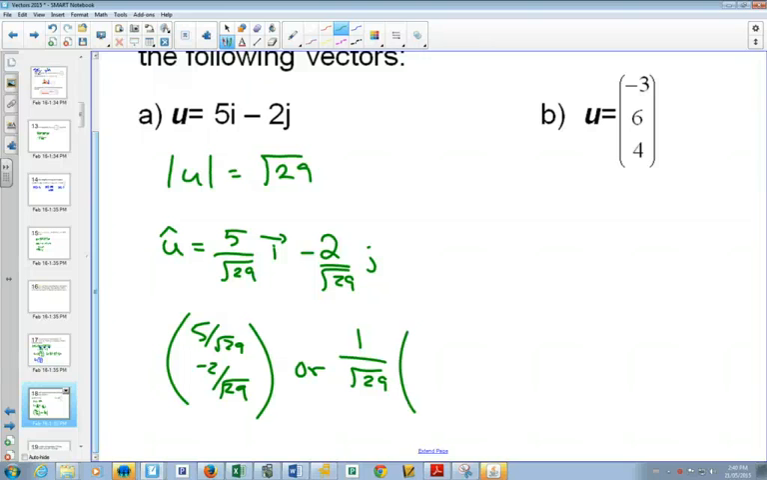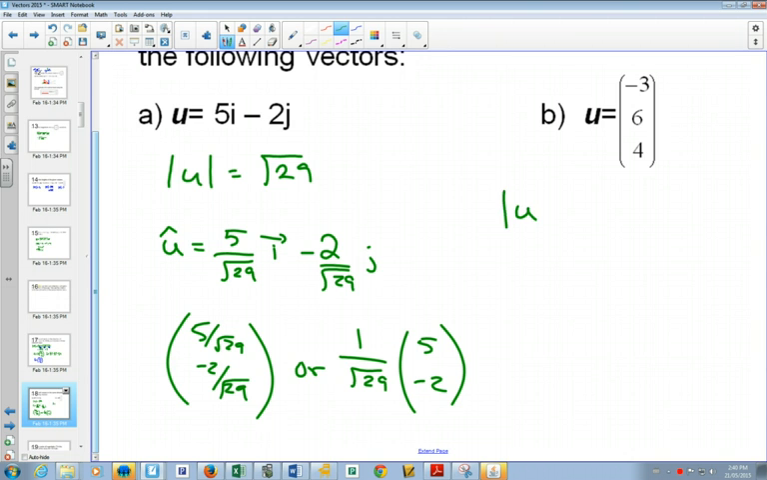I tend to like this, that last one, just because it keeps things simple. You can see your vector that you started with. You can see your magnitude and that you're dividing by it. Don't need to rationalize. I mean, you could write it as root 29 over 29, but that's fine.